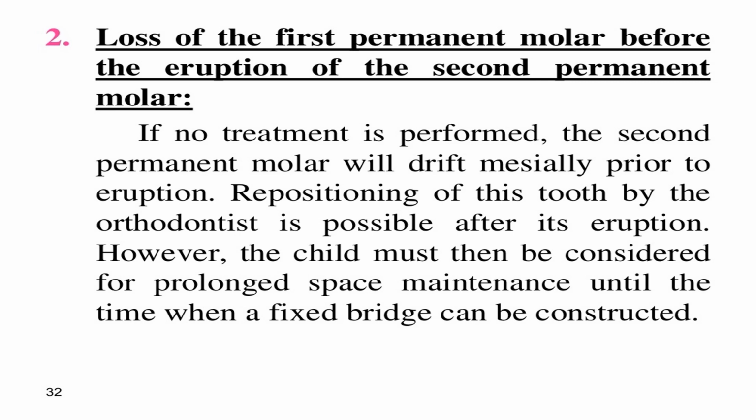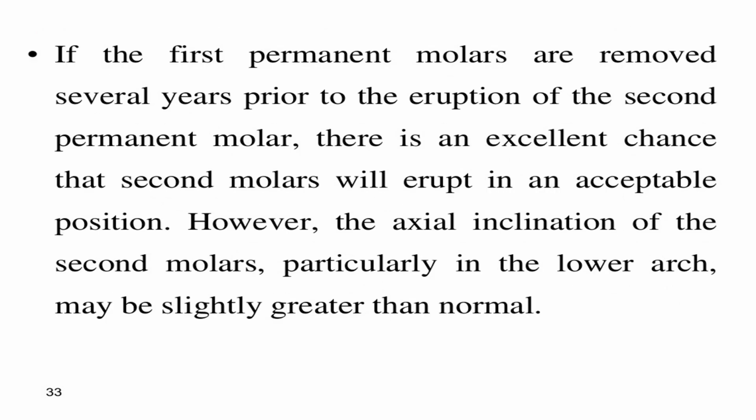If no treatment is performed, the second permanent molar will drift mesially prior to eruption. Repositioning of this tooth by the orthodontist is possible after its eruption. However, the child must then be considered for prolonged space maintenance until the time when a fixed bridge can be constructed. If the first permanent molars are removed several years prior to the eruption of the second permanent molar, there is an excellent chance that second molars will erupt in an acceptable position.